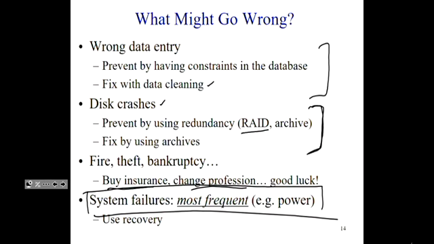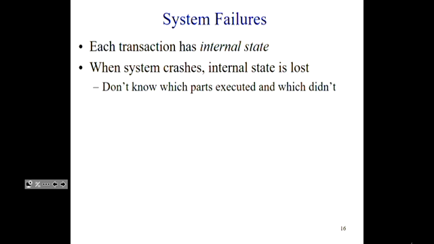So what do we do for system failures? Like I said, each transaction maintains some kind of internal state. This is usually in memory. And this internal state, as soon as the system crashes, all of this disappears, right? Right now, memory is not persistent. As of now, RAM is not persistent. Therefore, whatever you've stored in memory, as soon as you switch off the computer, it disappears. So you have no idea which parts of your transaction have executed and which parts haven't executed.